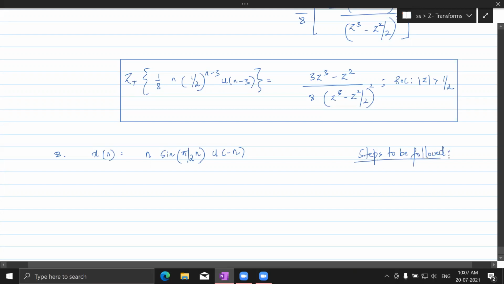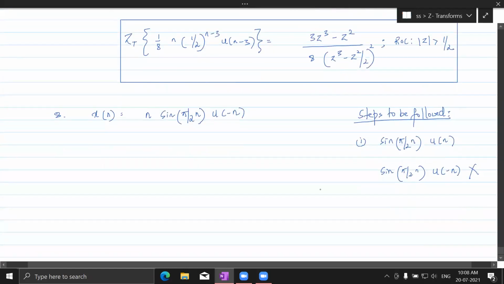The first thing that we need to get is this: sine pi by 2 n into u of n. Then they have given sine pi by 2 n u of minus n. No, this is not correct. We cannot move along with that. So what we should do is, rather, we should start taking sine minus pi by 2 n u of minus n. If you take sine minus pi by 2, what is sine minus theta? Anybody?